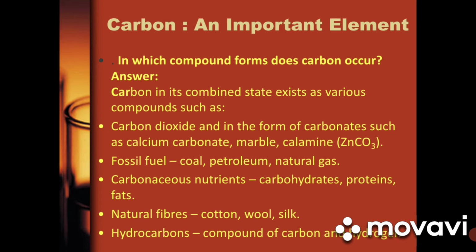In which compound forms does carbon occur? Carbon in its combined state exists as various compounds such as carbon dioxide and in the form of carbonates such as calcium carbonate, marble, calamine, that is zinc carbonate, fossil fuels such as coal, petroleum, natural gas, carbonaceous nutrients such as carbohydrates, proteins and fats, natural fibers such as cotton, wool and silk, hydrocarbons that are compounds of carbon and hydrogen.